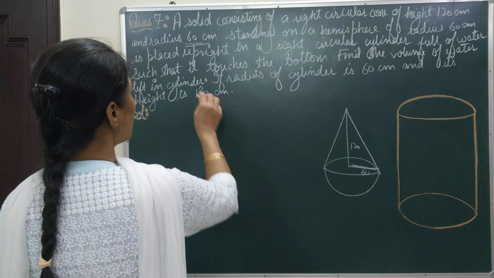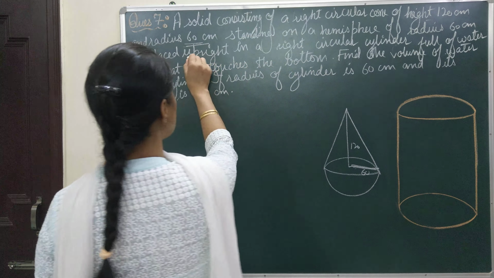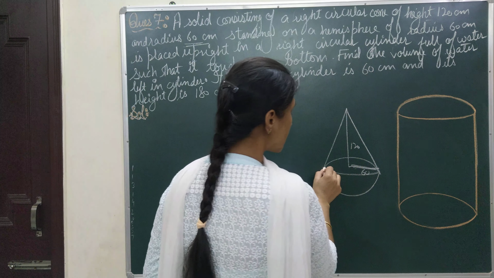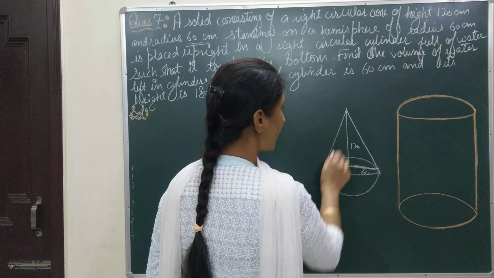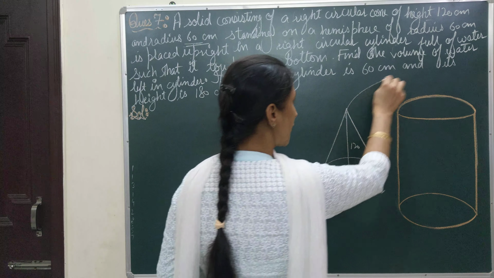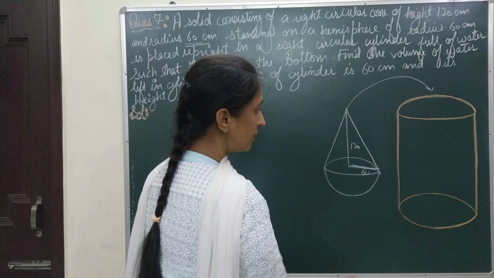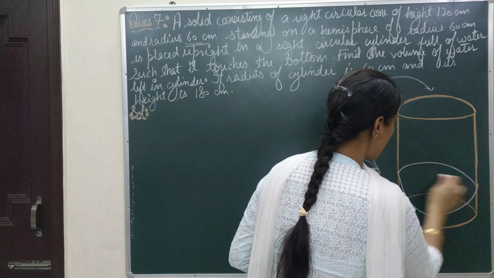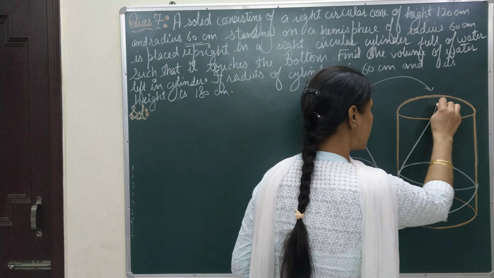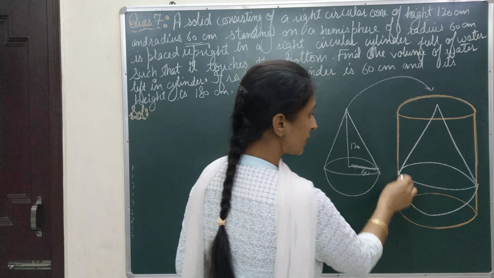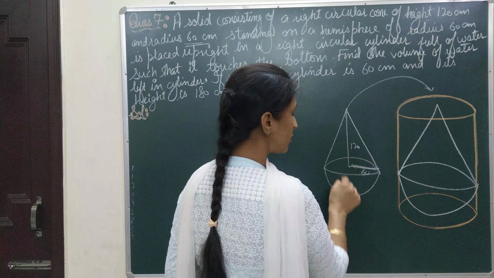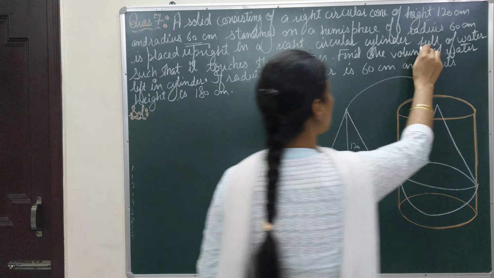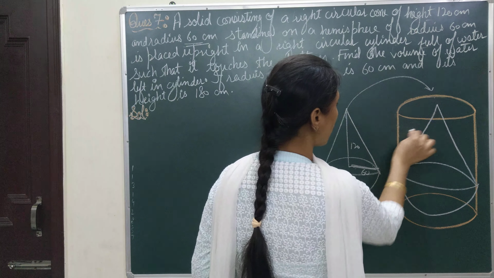Next they are writing that it is placed upright in a right circular cylinder. This hemisphere and cone is kept in this cylinder. Okay, so when it is kept in this cylinder, it will look like this. This hemisphere and cone, when they are joined together, are kept inside a cylinder which is full of water. This cylinder was full of water.